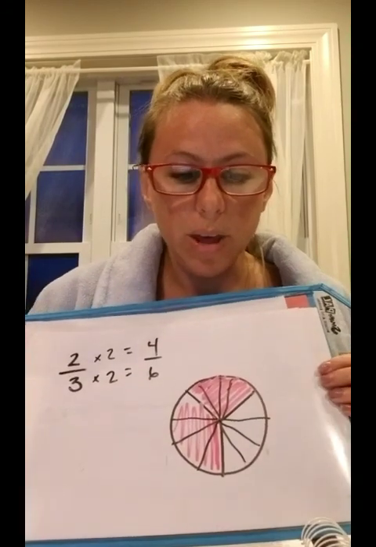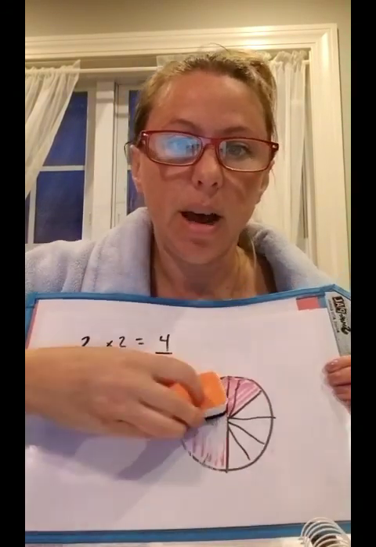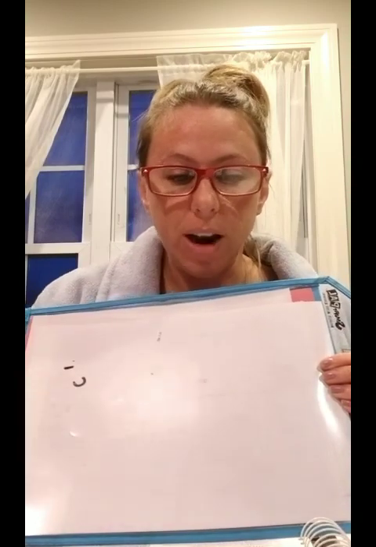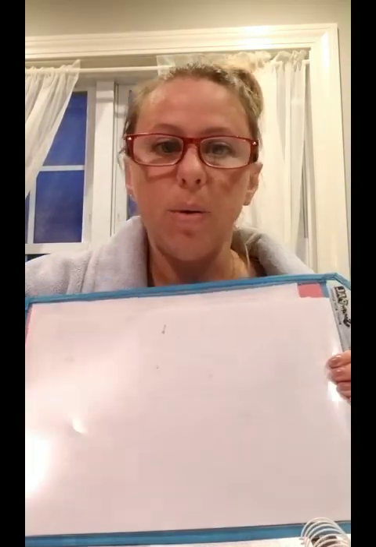Now you can do that with ratios also. You can change the numbers on there by multiplying both of those numbers by the same number. Just like what we did with the fractions, you can do the same thing with a ratio.